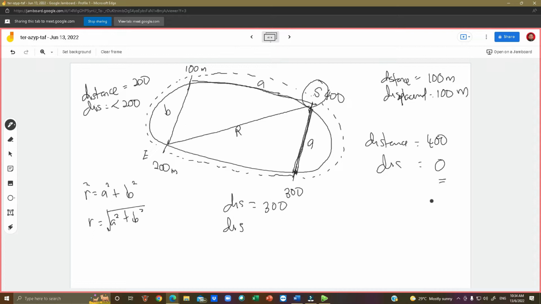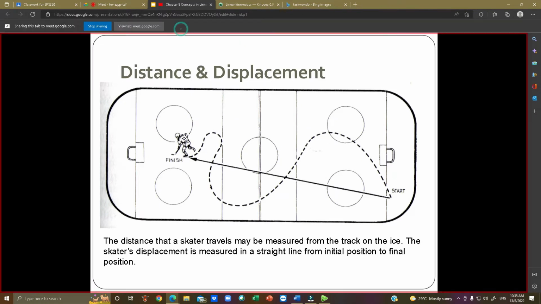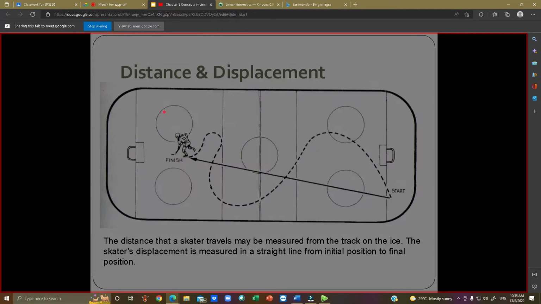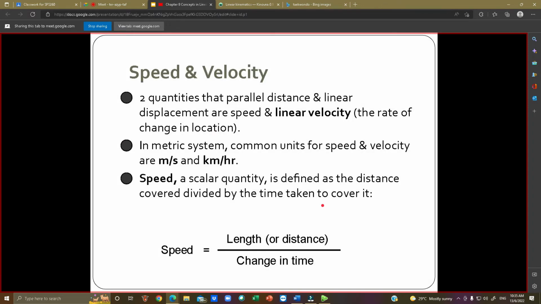Okay. So ni adalah perkara yang pertama, which is linear distance and displacement. Okay. So why do we have both distance and displacement? Kita tengok sini kan. Kita ada distance, kita ada displacement. Kan dia benda yang sama. Alright. So distance and displacement are assessed differently. Distance is measured along the pathway, but displacement is measured in a straight line from position 1 to position 2, or from initial to final.